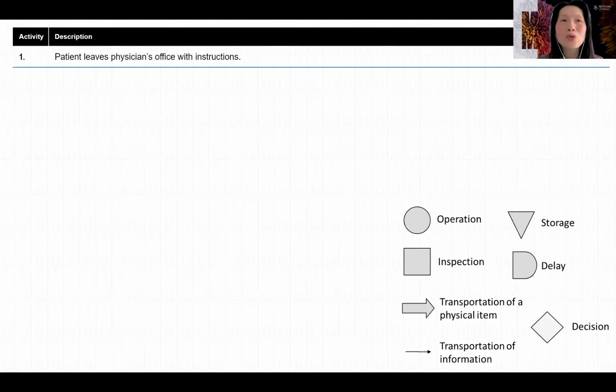So the first thing is to leave the physician's office with instructions. Firstly, you need to identify which kind of symbol you need to use, right? We have 7 to choose from. It's very important you identify the correct one because it will help you do the process analysis later. This one is transportation, right? People leave and go somewhere. So we put this as physical transportation.